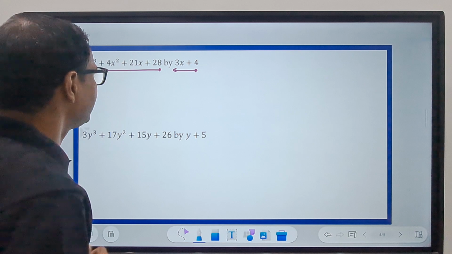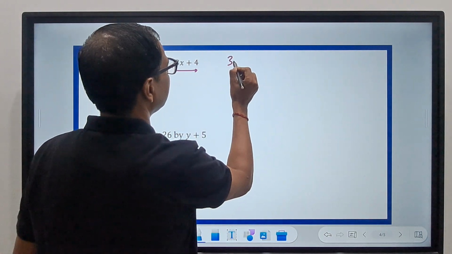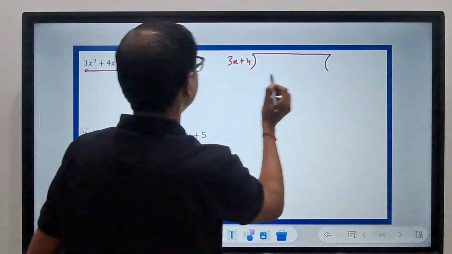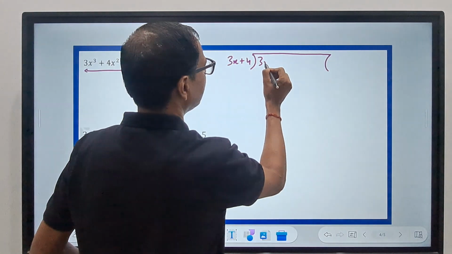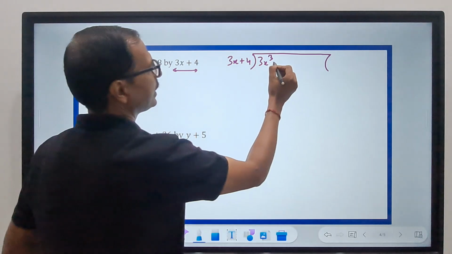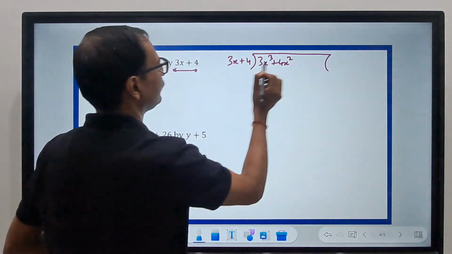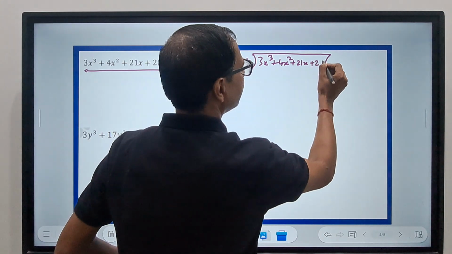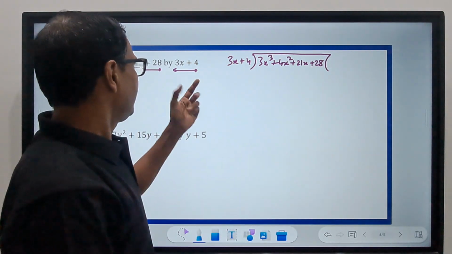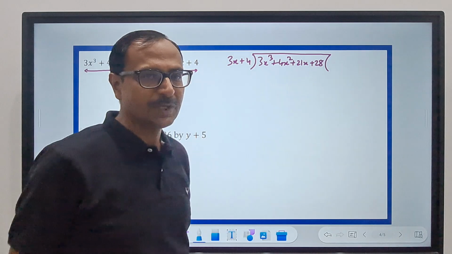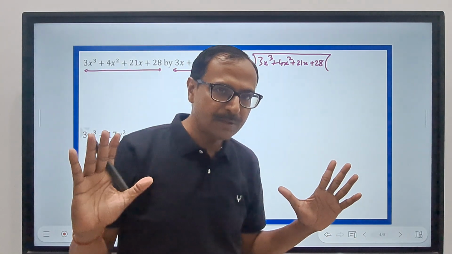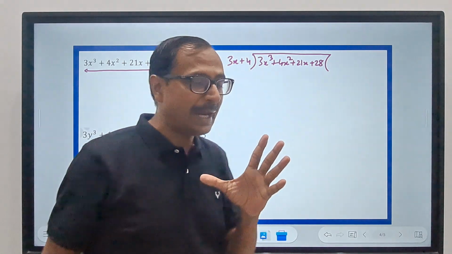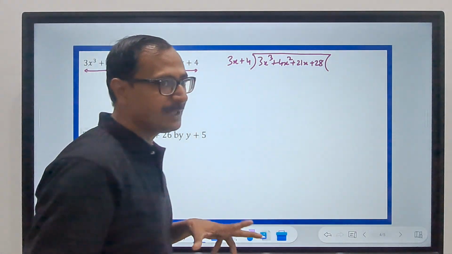I will write 3x plus 4, which is the divisor, and I will write the dividend 3x cube plus 4x square plus 21x plus 28 here. Okay, divide that by 3x plus 4. Now see, I am telling you the detailed way of solving this, how to perform the long division. Watch out, and I'll ask you to apply it and tell me the answer in the comments.